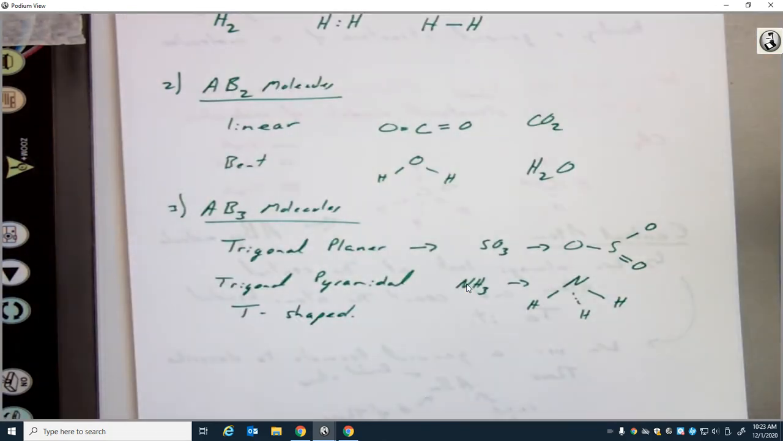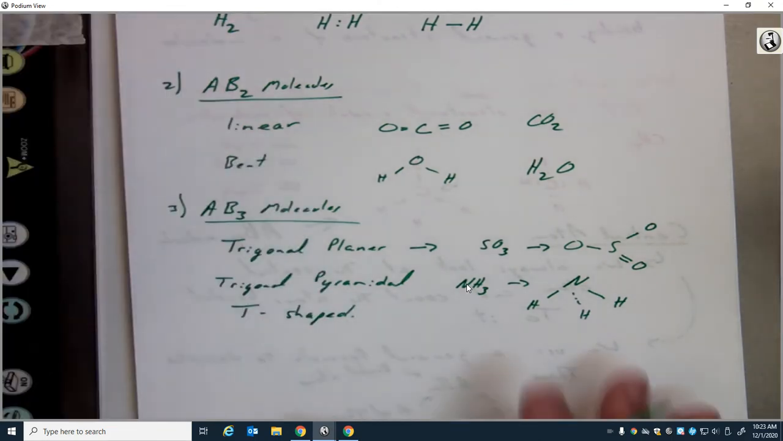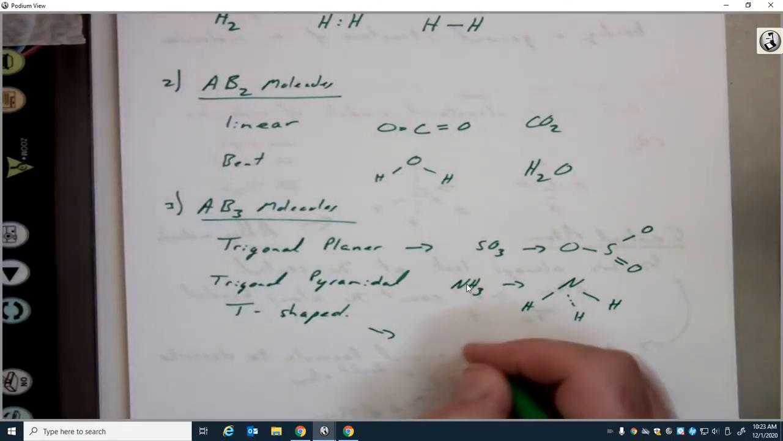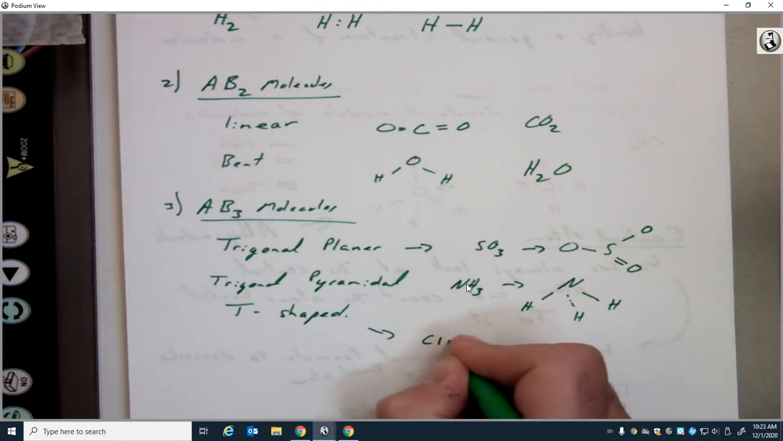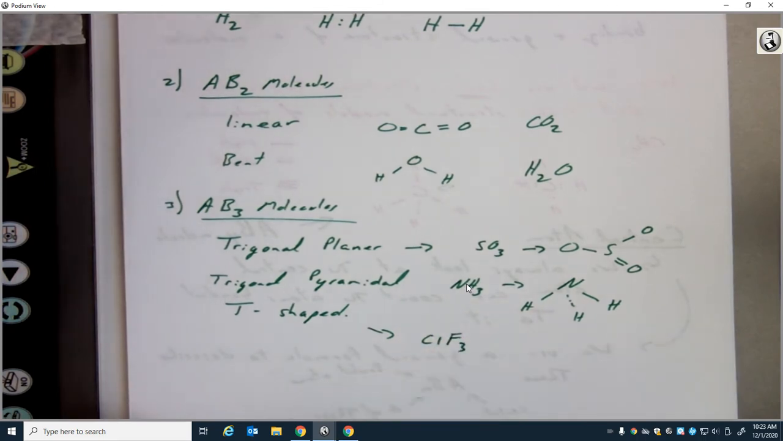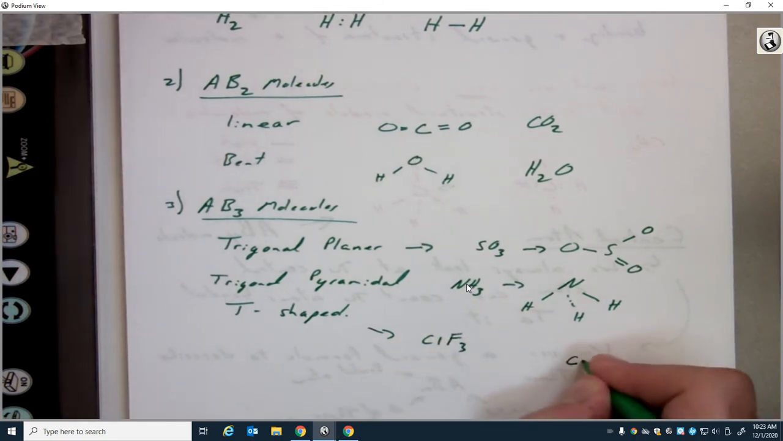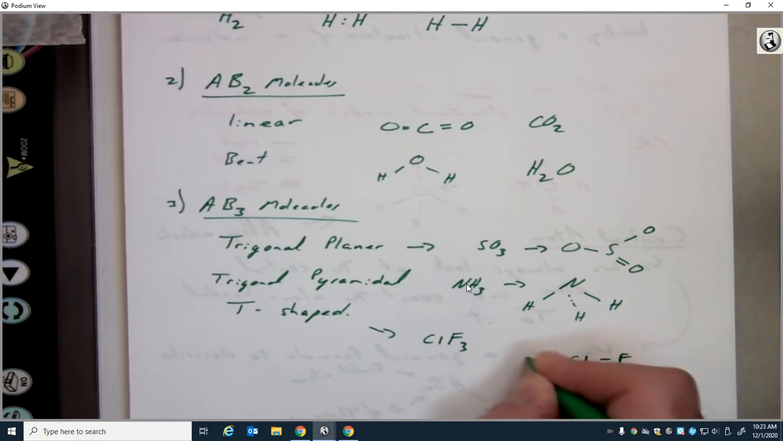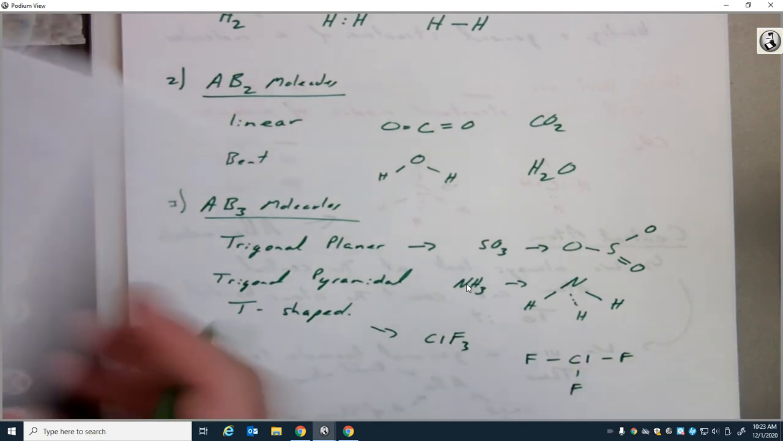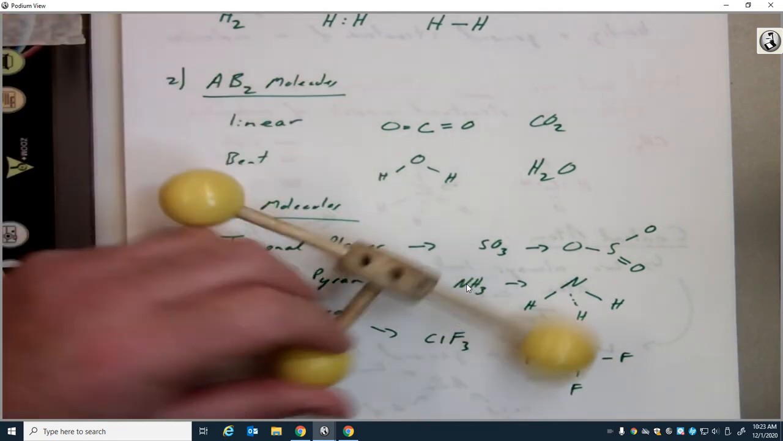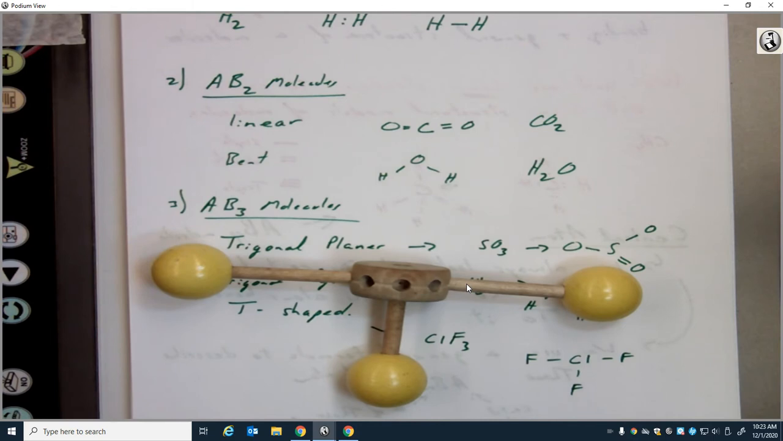And then finally, we can have T-shaped. An example of a T-shaped would be ClF3. And it would look something like this. And this is T-shaped. This would be my chlorine and my 3 fluorines.